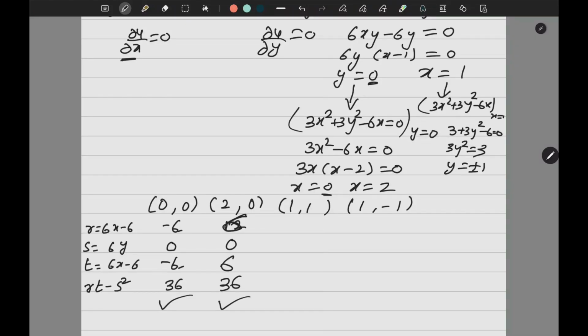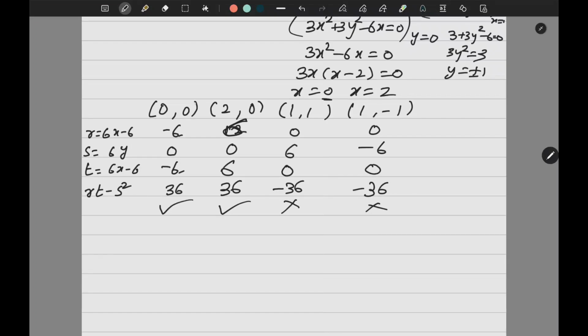Now next point is 1, 1. If I put 1 here, r will become 0, s will become 6 and t will become 0. So RT minus S square means minus 36. RT minus S square negative, not acceptable. Then 1, minus 1. When you put 1, you will again get r as 0, s as minus 6, t as 0. So 0 minus this is again minus 36. Not interested in this point. So I got 2 points which are to be considered, this one and this one.